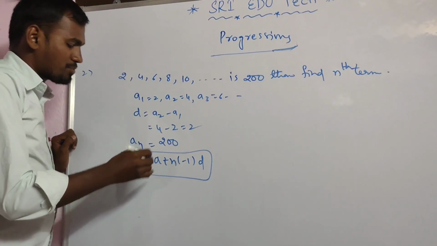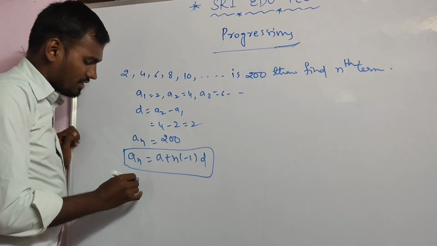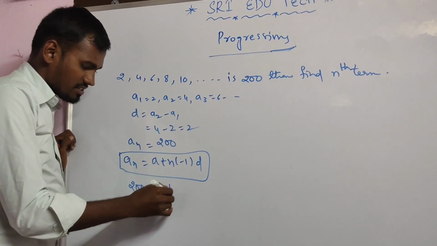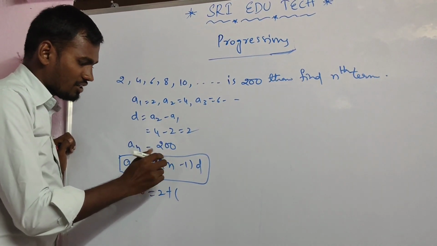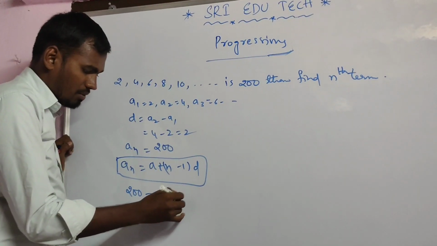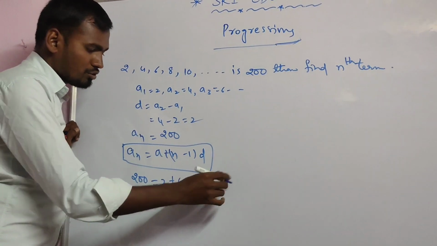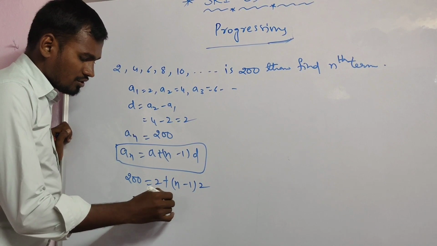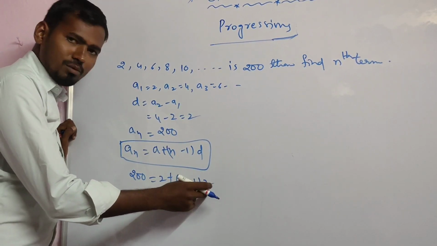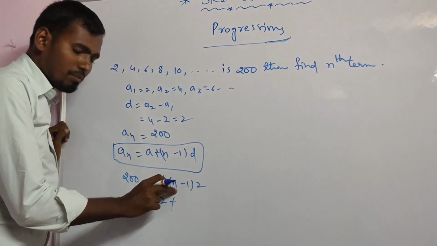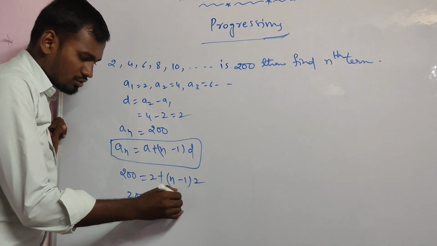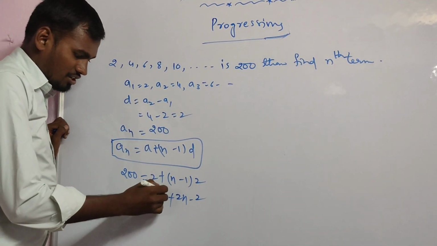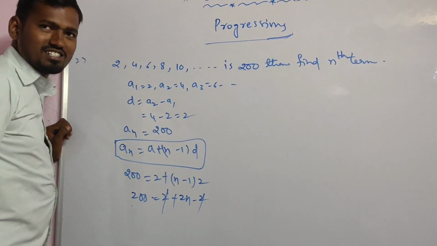Okay? Right, substitute an as 200. Okay? Is equal to A, which is 2, plus of n, we have to find that only here. n minus 1, D means 2. Okay? Let's see, 200 is equal to 2 plus of n minus 1 into 2. See here, this 2 multiplying with n minus 1, then 2 into n, 2n, minus 2 ones are 2. Plus 2 minus 2 gets cancelled.